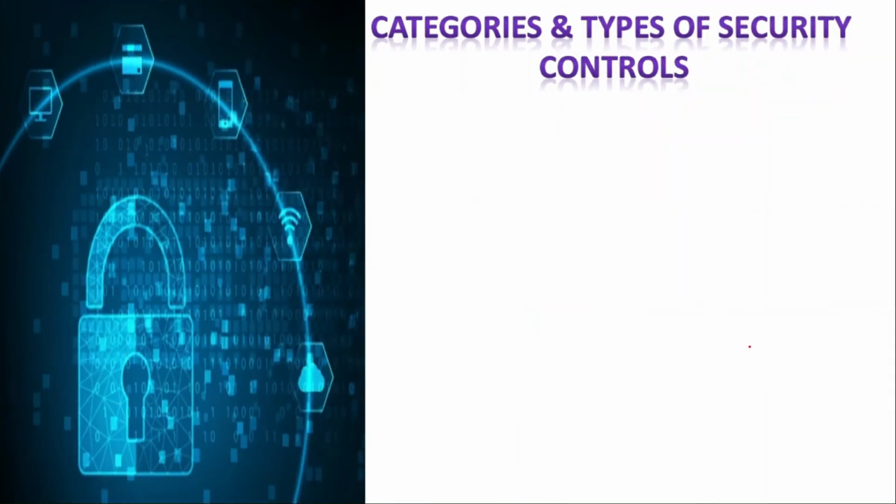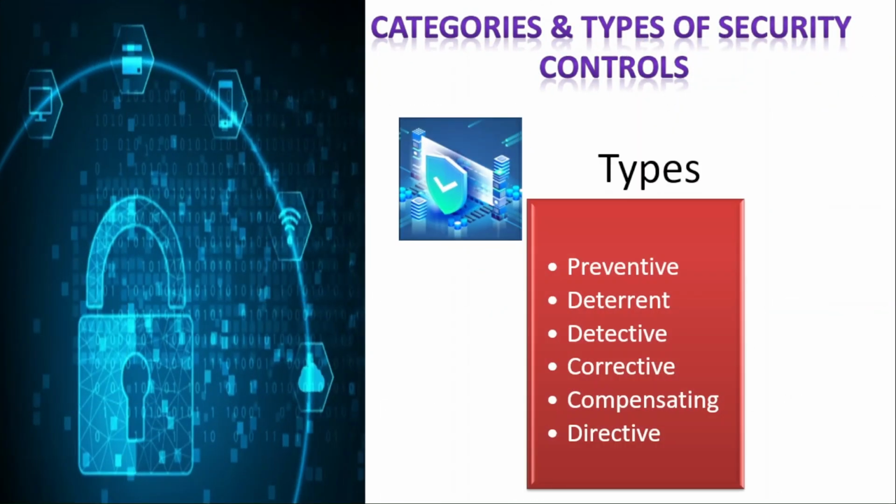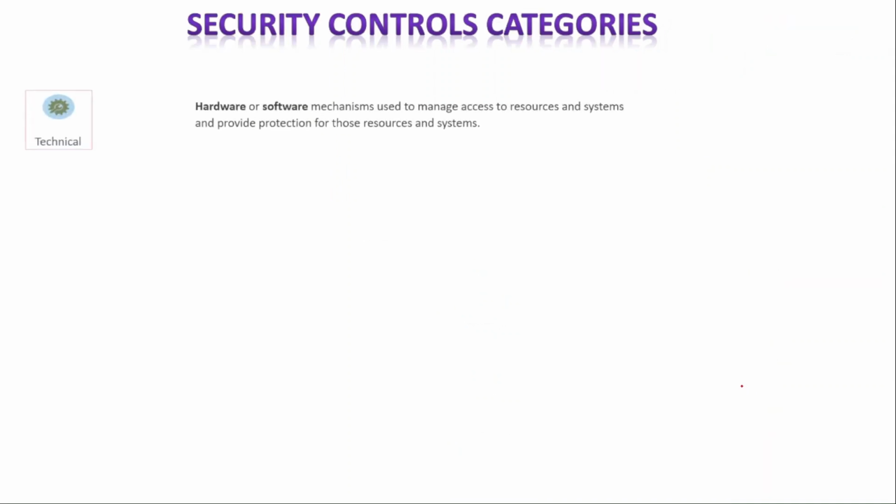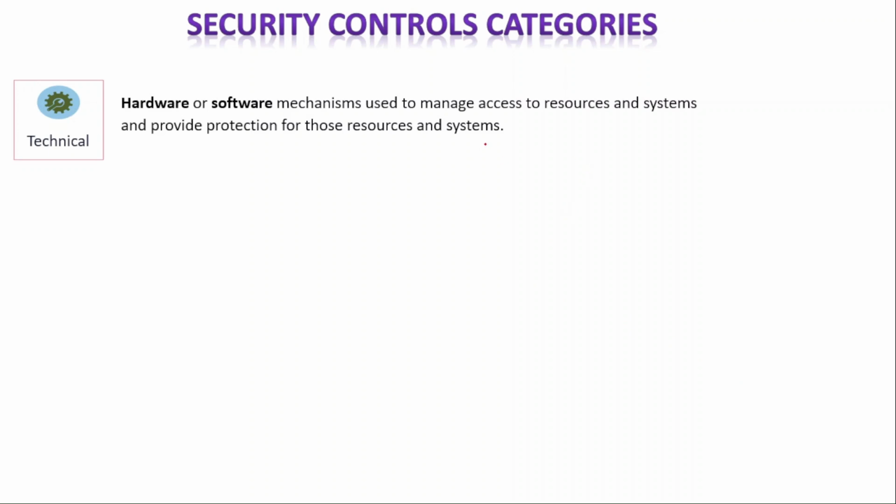But first, let me flash the types of security controls. As you can see, there are 6 types of security control, and these are preventive, deterrent, detective, corrective, compensating and directive. And again, we will see the definition, explanation as well as examples of each of these types of security controls in a moment. So first let's define the categories of the security control.